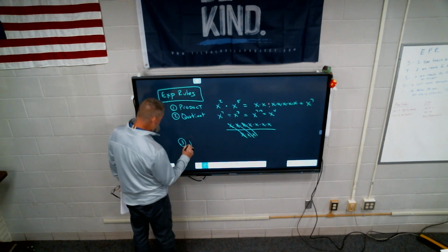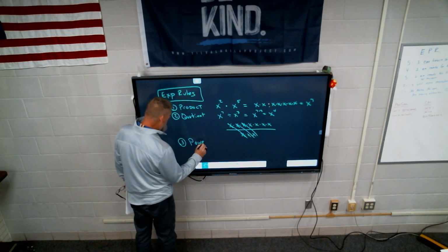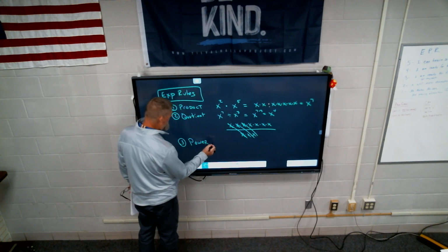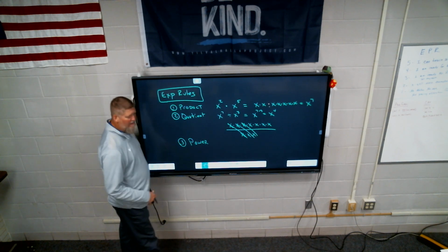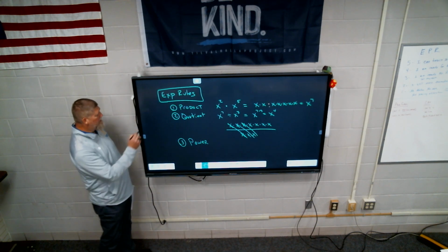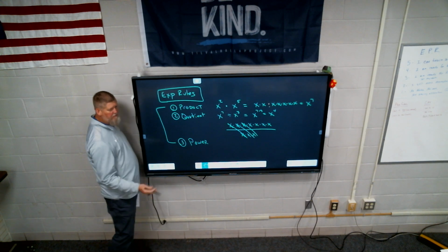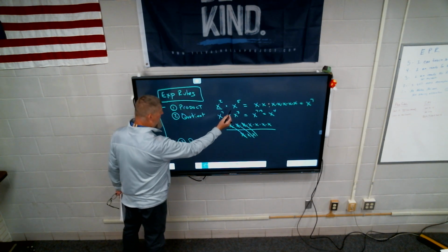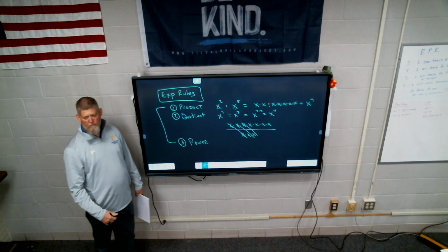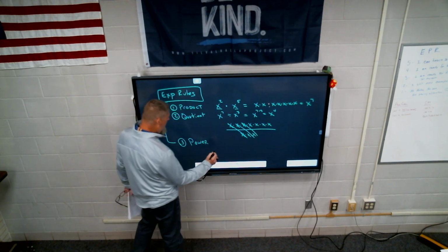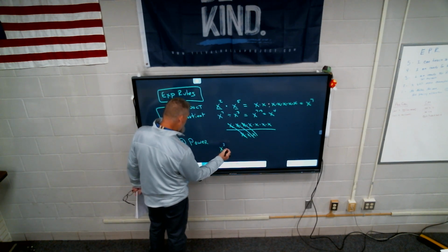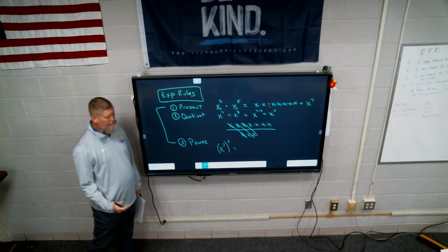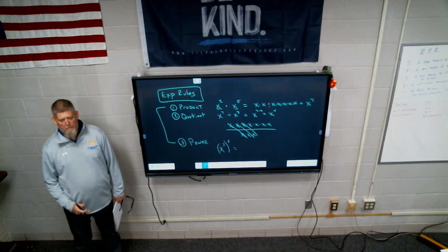Number 3, we have the power rule. So this time I'm going to have one base, and here's the difference between these two are a lot of times confused. Okay, up here I'm going to have the base twice. I have x times x. With the power, I'm only going to have one base. So I have something like x to the 3rd to the 5th power. So I've only got one base.